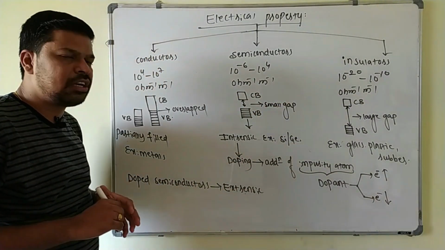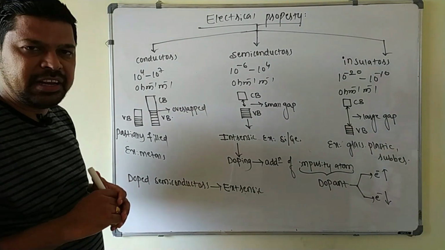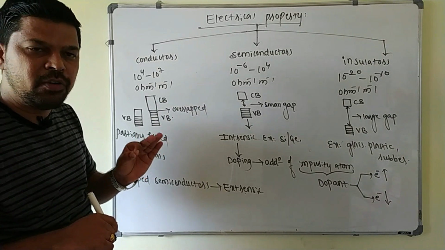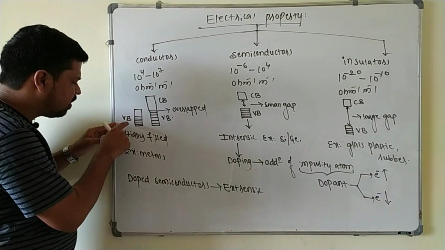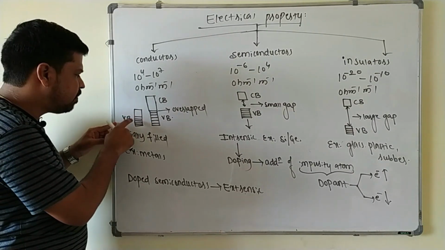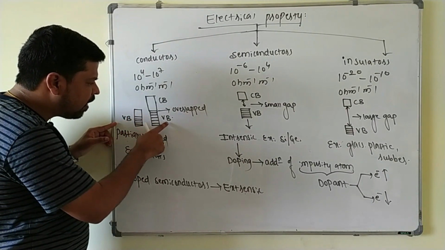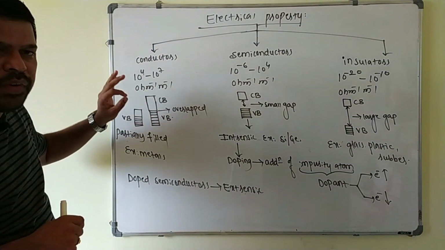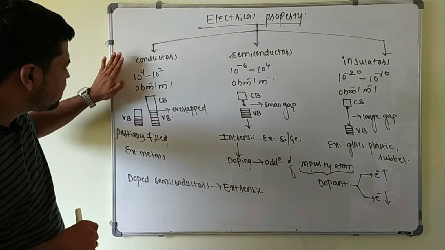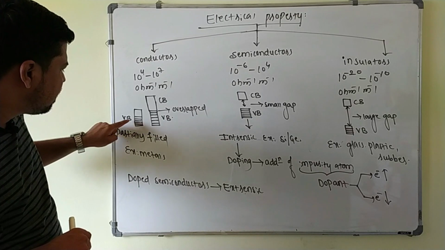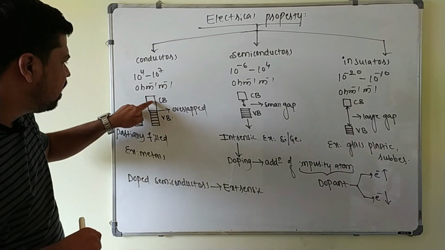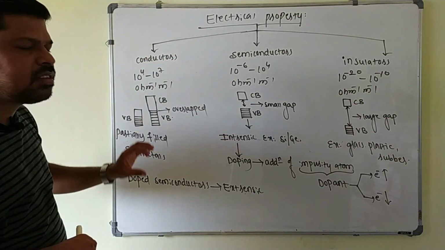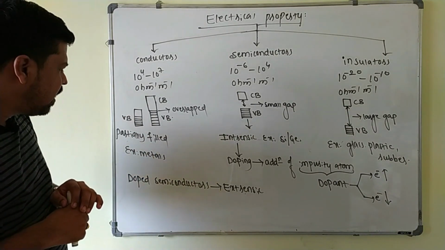Another theory that explains the conductivity of these solids is called band theory. One thing you keep in mind: for a good electrical conductor, the valence band must be partially filled, or if the valence band is completely filled, it must overlap with the conduction band. This is the condition for a very good electrical conductor, and this happens in the case of metals. Hence the metals show maximum conductivity. Therefore electrons can easily flow under the influence of an applied electrical field.